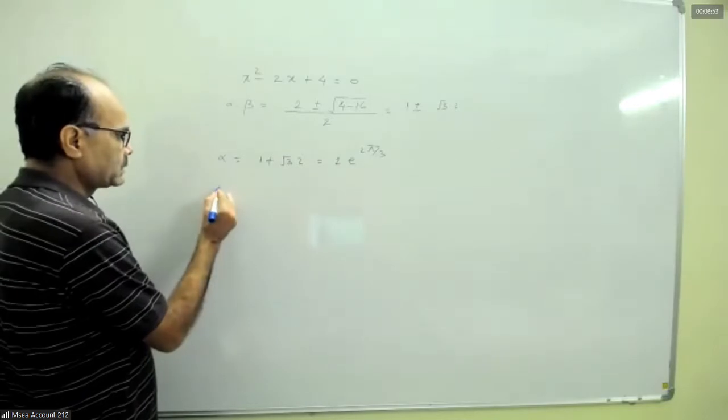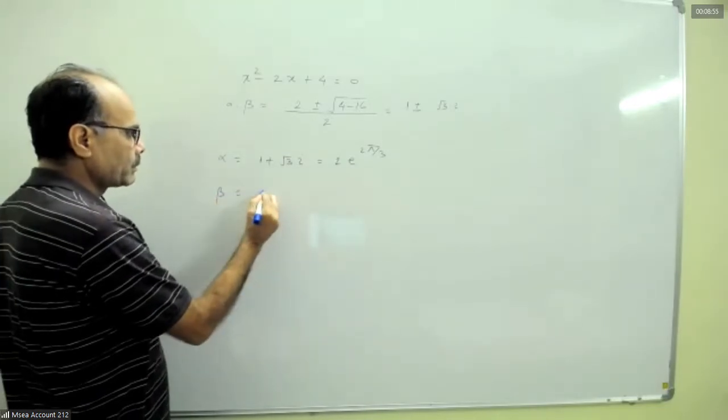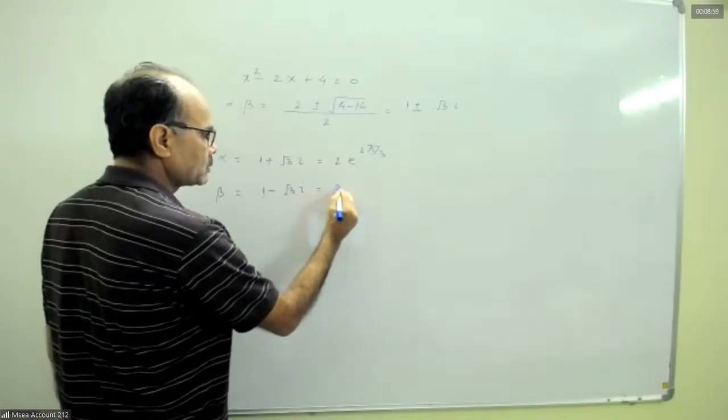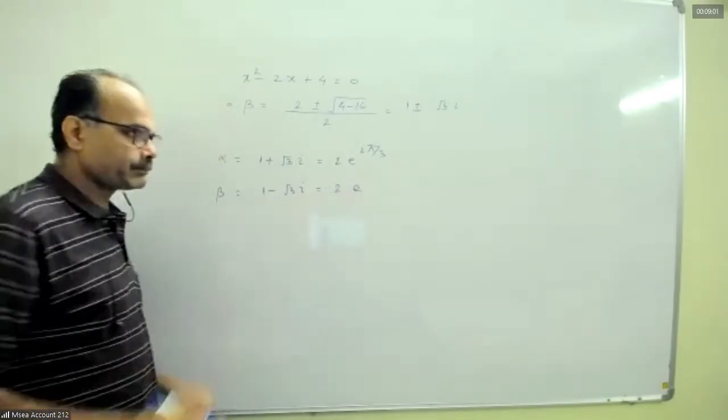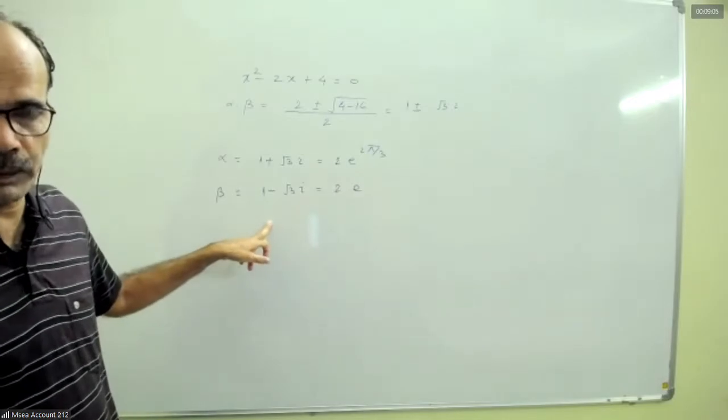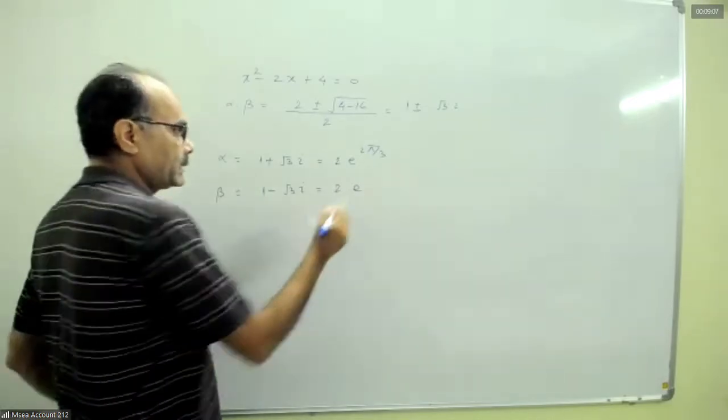Now beta is 1 minus root 3 i. That is 2 into, what is the argument? Minus pi by 3. Yes, sir. Argument is minus pi by 3.